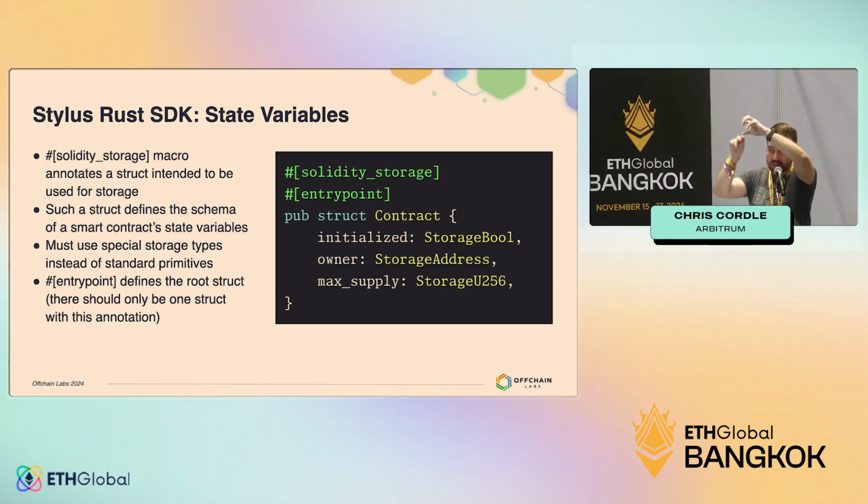You can have other sol_storage structs, but you just need one entry point struct, and that's going to be the root. And so your storage is going to start with that initialized variable, the owner variable, and then the max supply variable. So you've got a Boolean there, an address, and then a U256. And those are the storage state on chain.